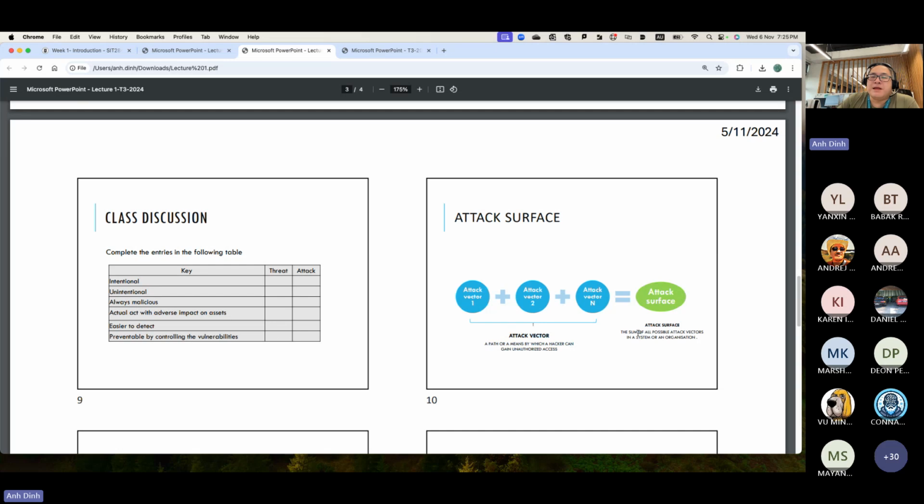Let me pause here and ask some of you working professionally in the audience, how do you define the attack surface? In the system that you work with, when you talk about attack surface, what do you usually refer to, and can you give us an example? Connor, yeah.